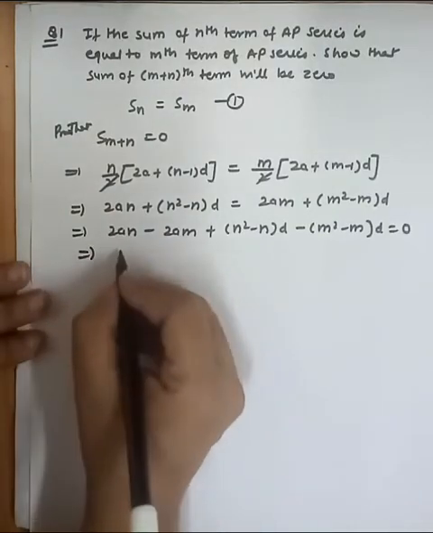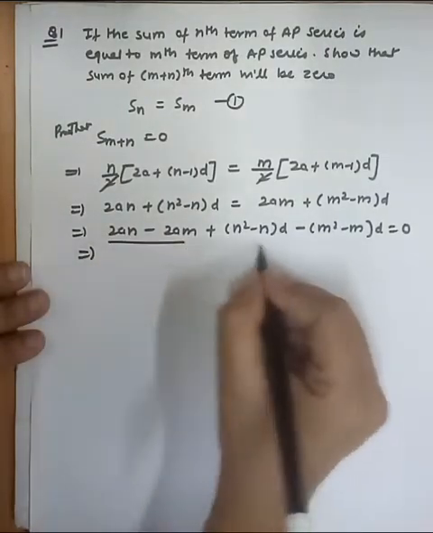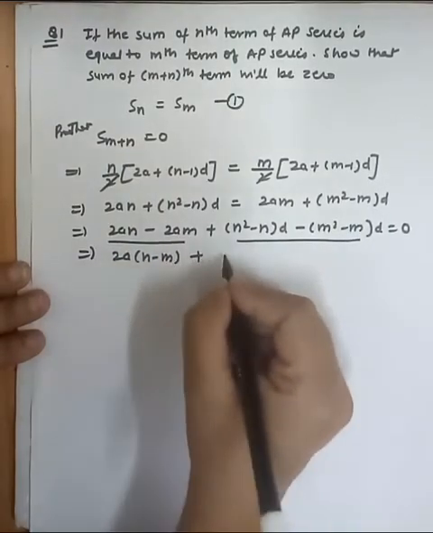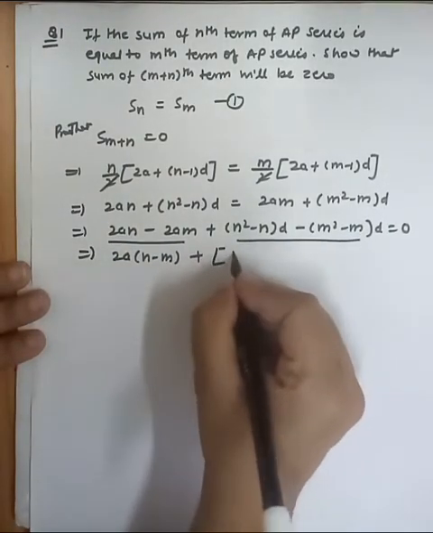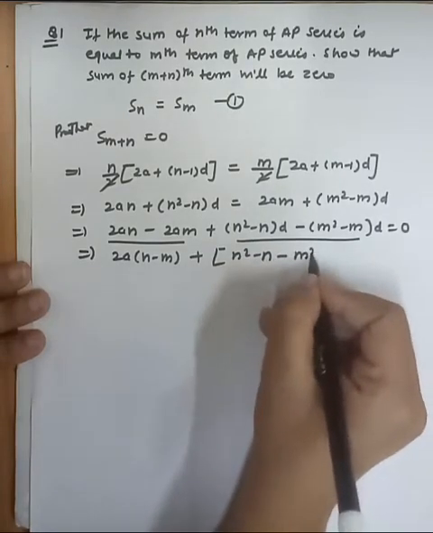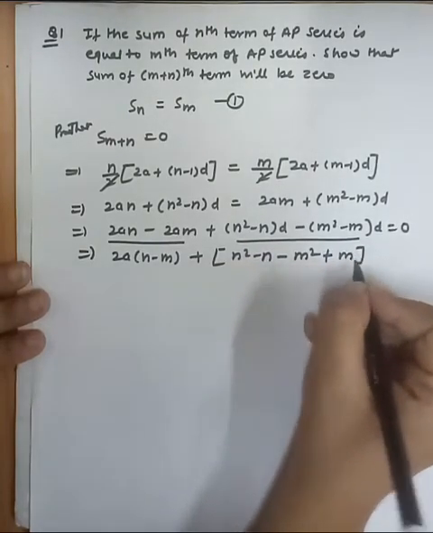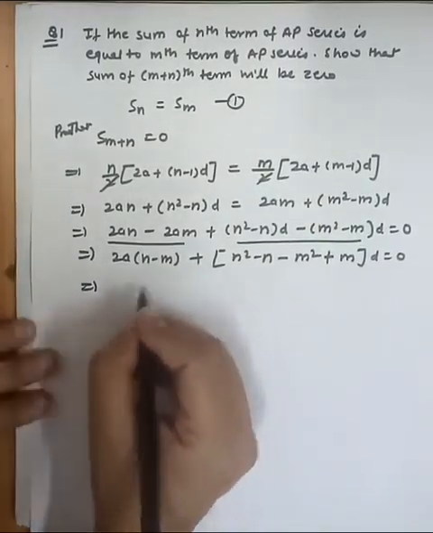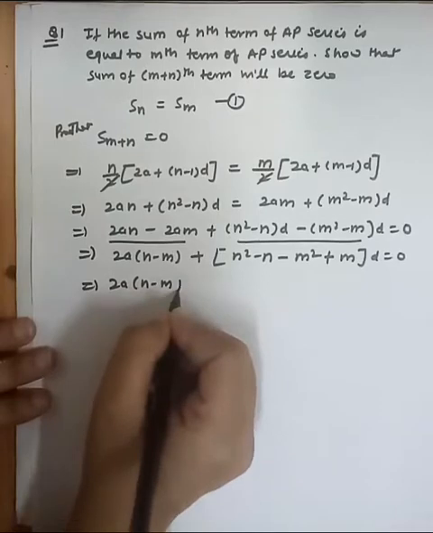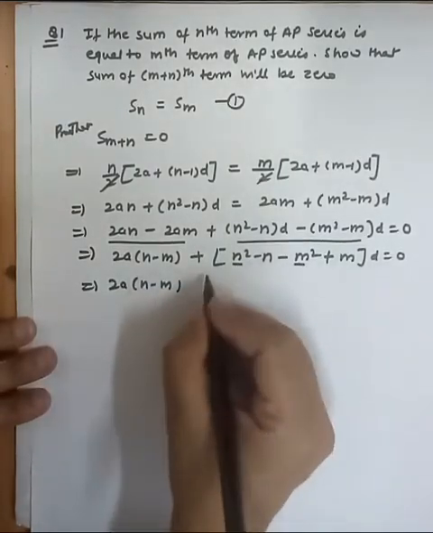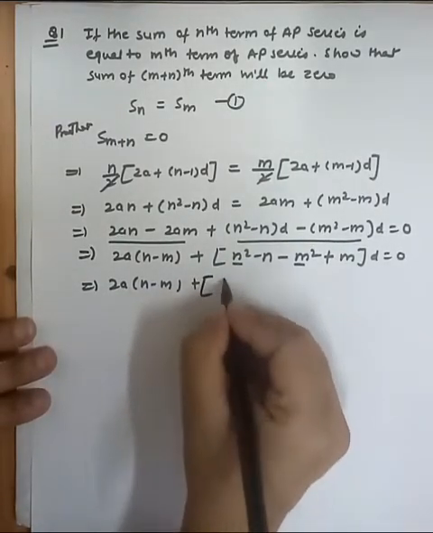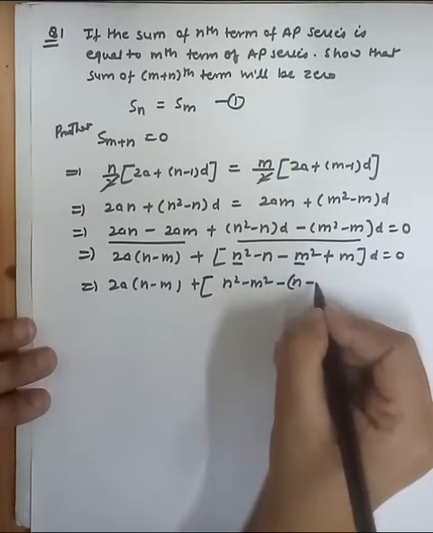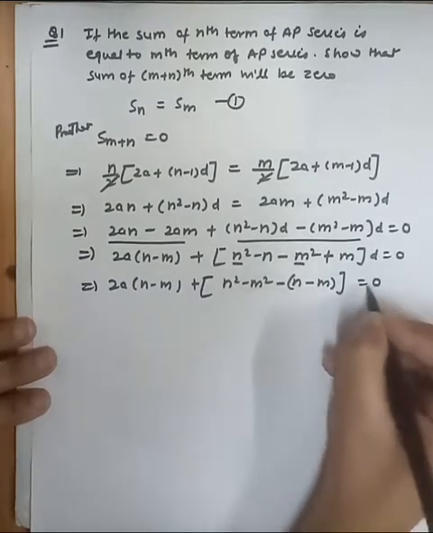plus (n square minus n) d minus (m square minus m) d equals 0. So you can solve this one by taking the pairs. So 2a (n minus m) plus (n square minus n minus m square plus m) d equals 0. Again you can solve: 2a (n minus m), make the pair of this. So we get n square minus m square minus (n minus m), take the common.